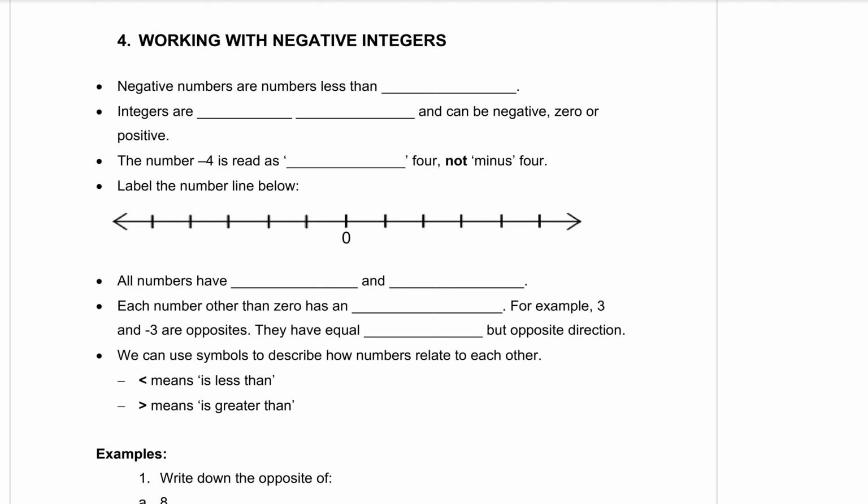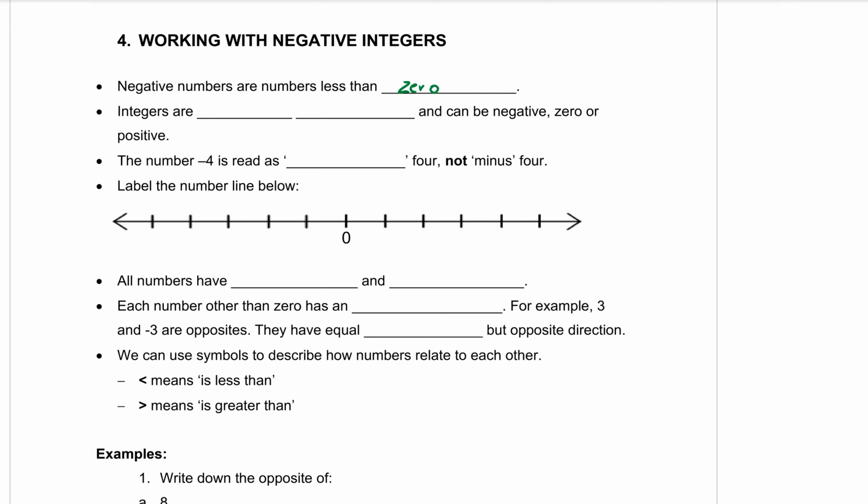is working with negative integers. We want to add and subtract, and then we're going to also move on to multiplying and dividing positive and negative integers. So, let's fill in some blanks. Negative numbers are numbers less than 0. So fill in the word 0 there, please.